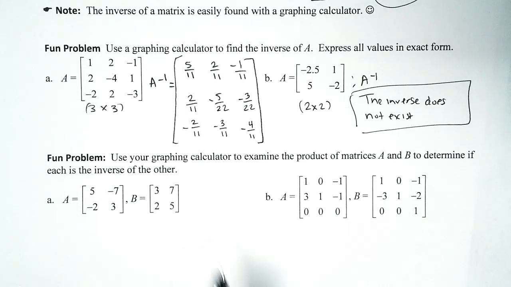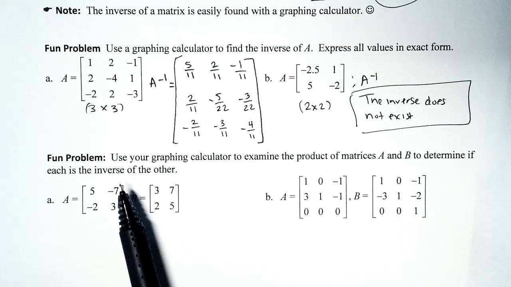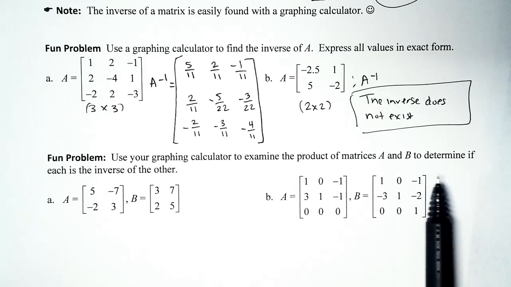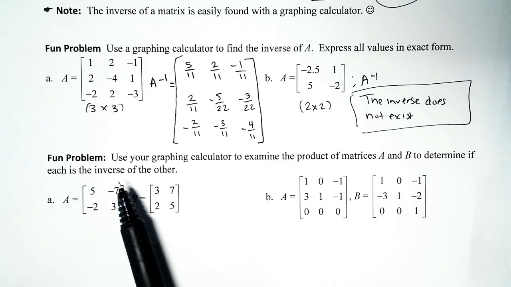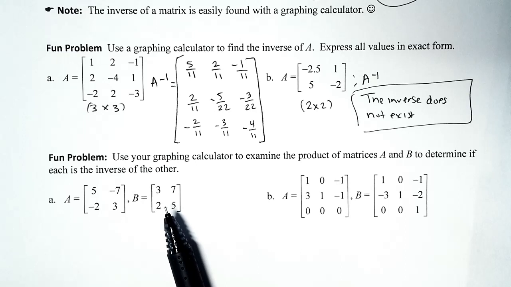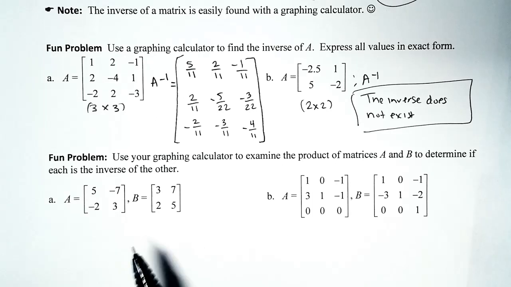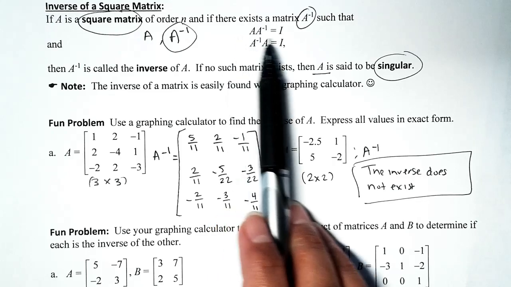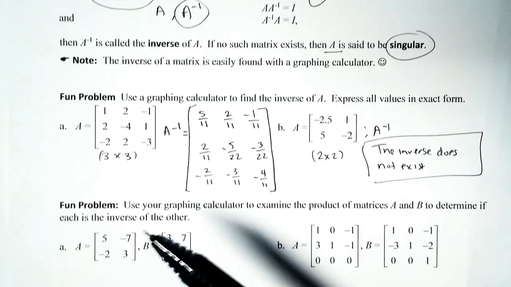So we're going to go ahead and bust out our calculator again. It says use your graphing calculator to examine the product of matrices A and B to determine if each is the inverse of the other. So I want to know if A and B are inverses of one another. The question is, what has to hold true? To see if they're inverses, we have to verify that their product forwards and backwards both yield the identity.